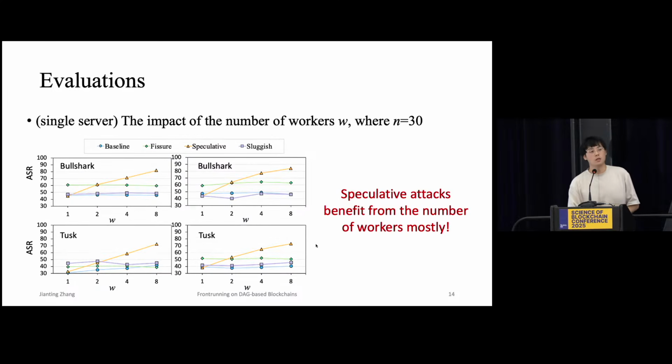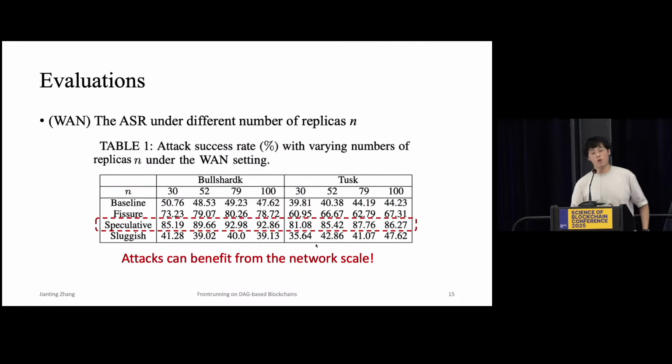The second interesting finding is that the speculative attack benefits mostly from the number of workers. A worker is a process that helps the replicas create new blocks. So if there are more workers in the network, the replicas can create more blocks at the same time.